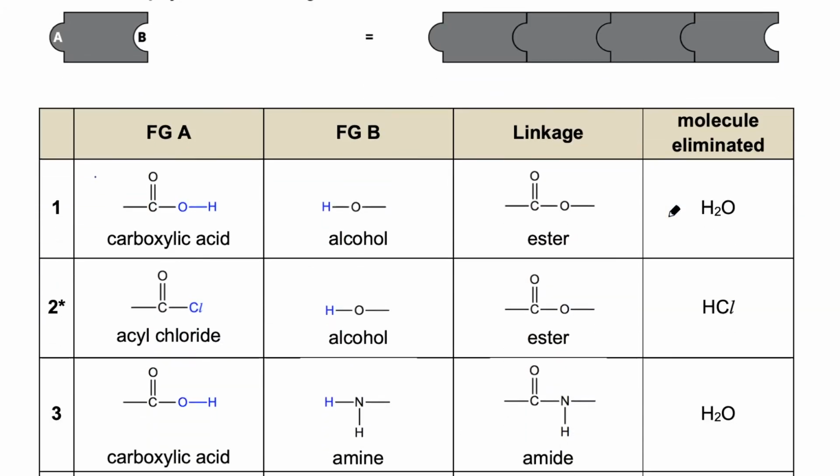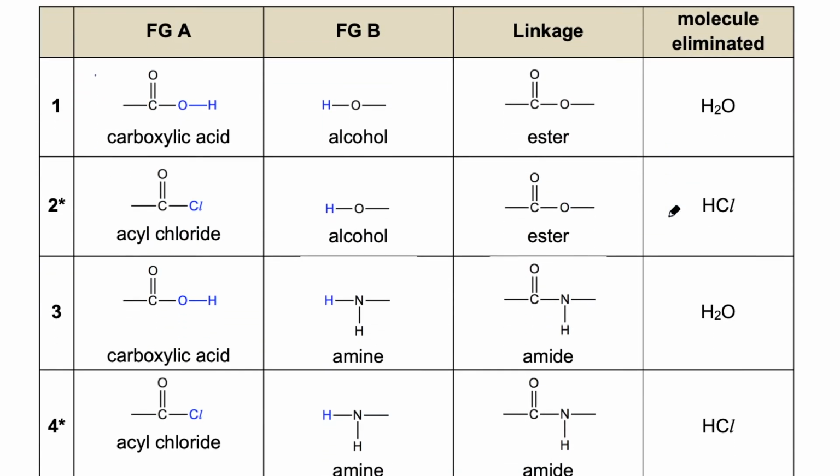This table below will show you what functional groups we are looking at. The first functional group could be a carboxylic acid, and the second one could be an alcohol, or vice versa. And when a carboxylic acid reacts with an alcohol, you know that esters are formed. This is from the previous chapter.